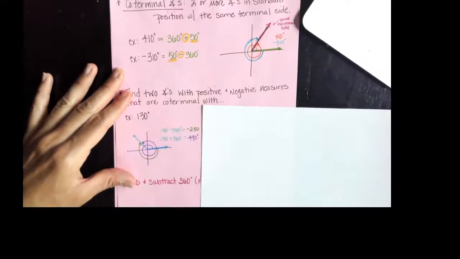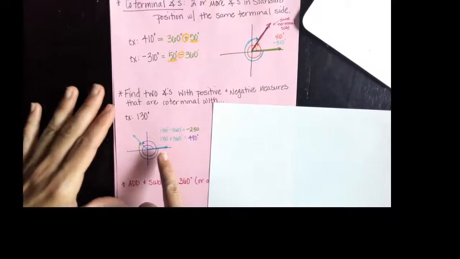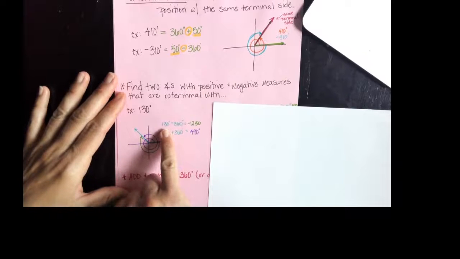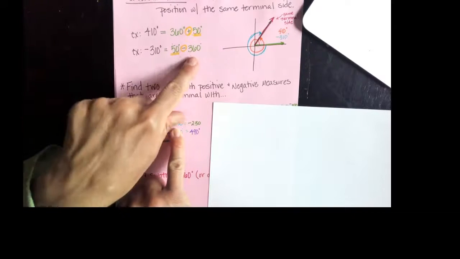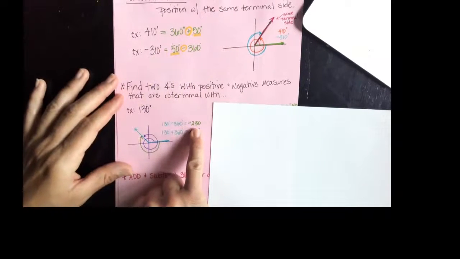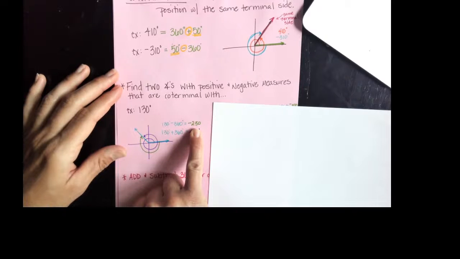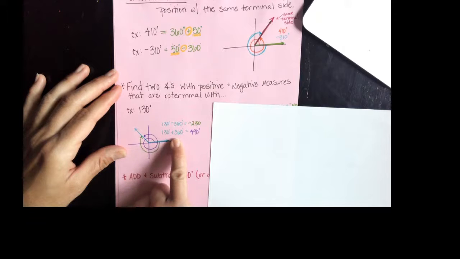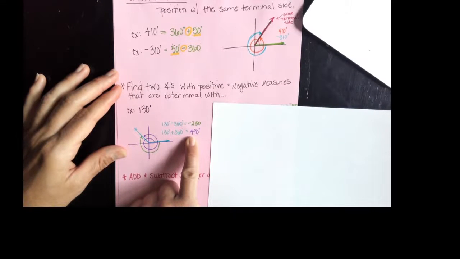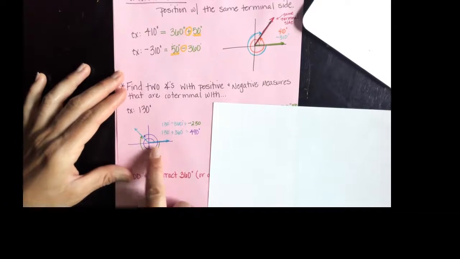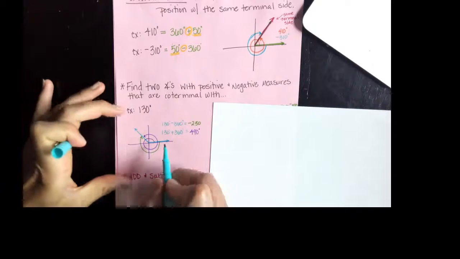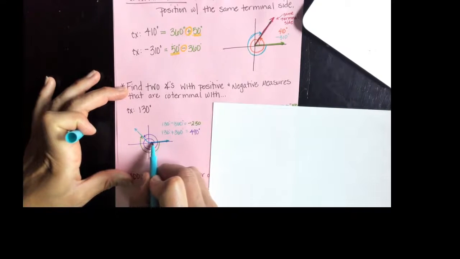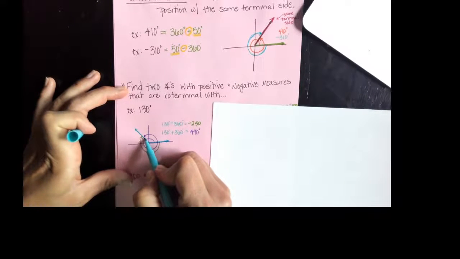So what you'll see is this pattern. The 130 degrees, we're going to subtract 360, and we end up with negative 230. We're going to take that 130 degrees and we're going to add 360, and we end up with 490 degrees. So the first thing we did was we drew that 130-degree angle. So here's 130 degrees.